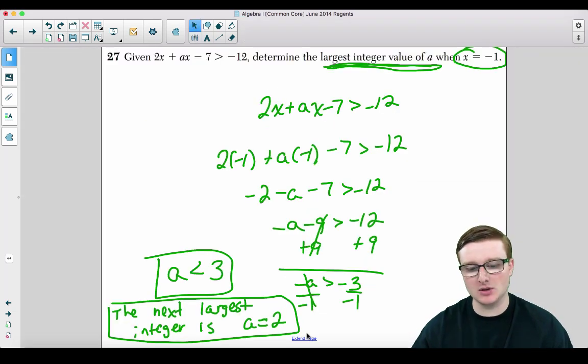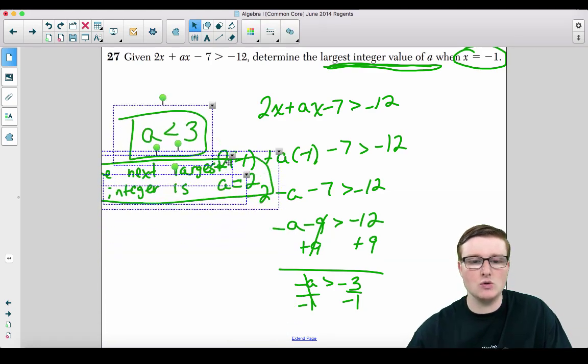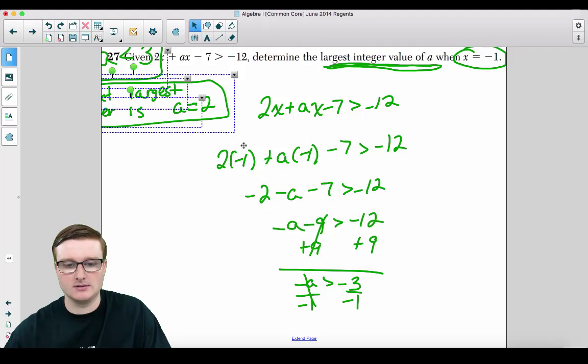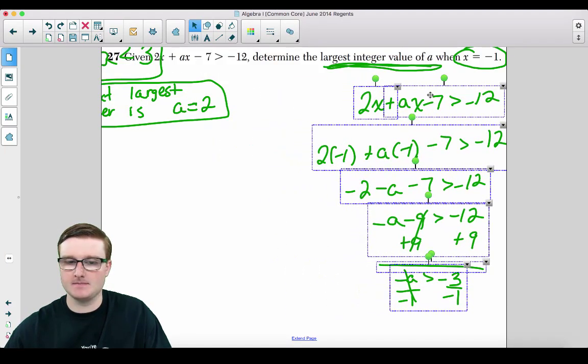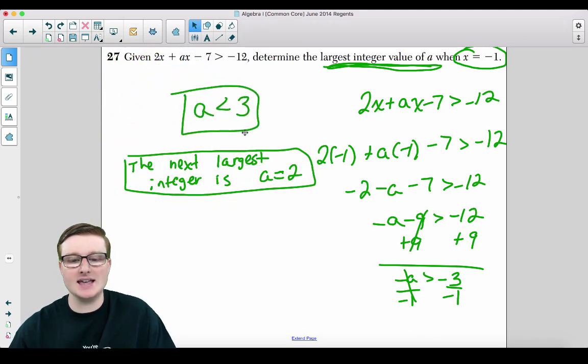Sorry, my head was probably in the way just now. So I am going to move that up here just in case you missed it. There we go. The next largest integer is a is equal to 2.